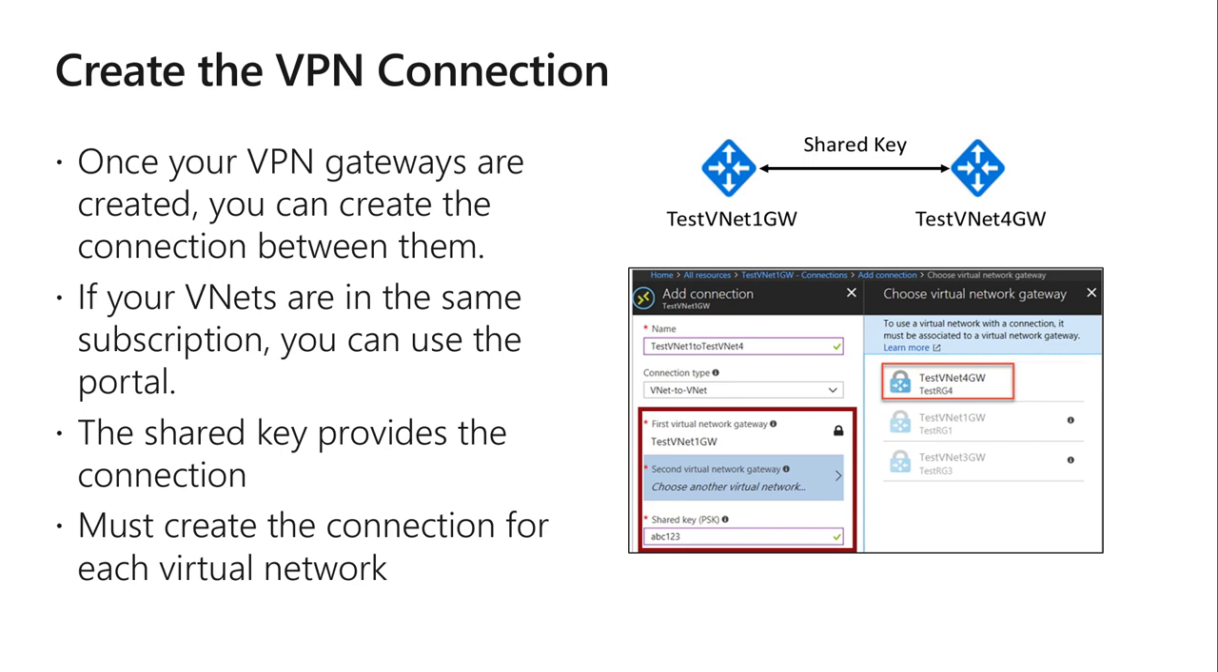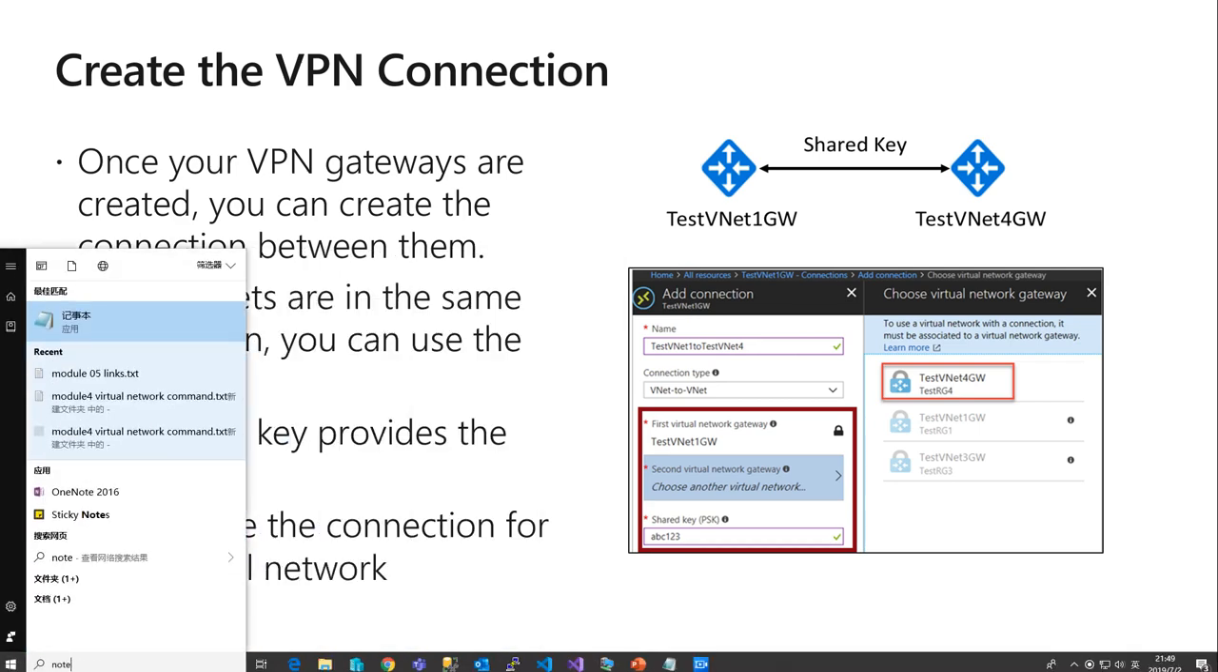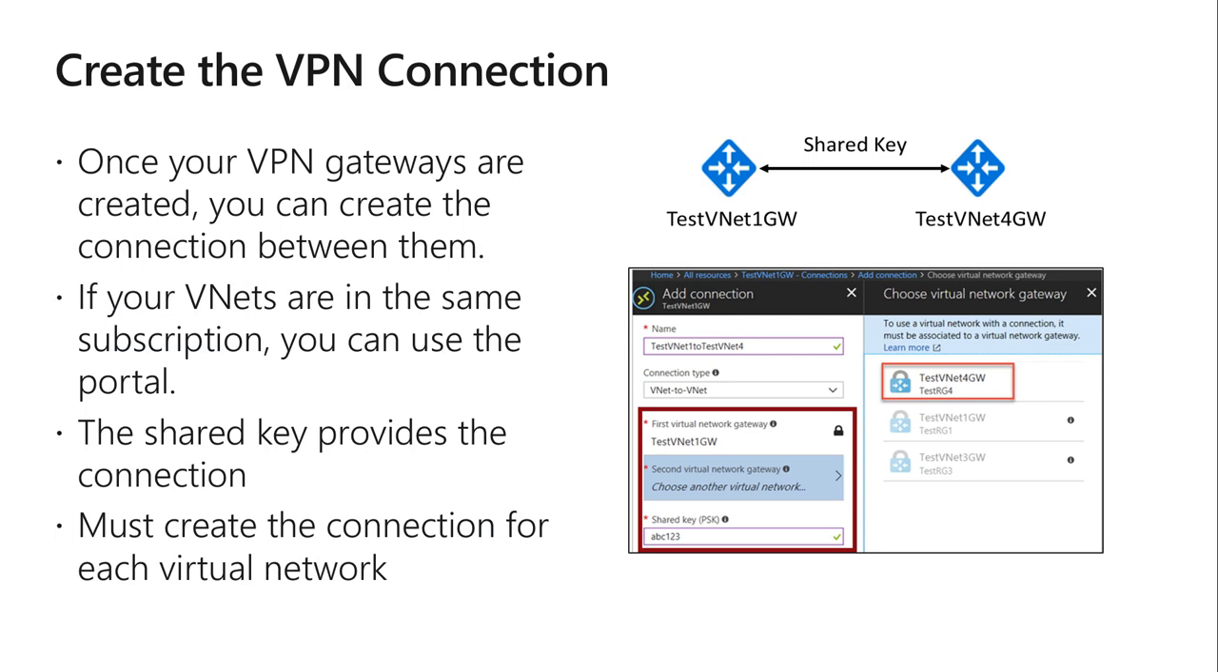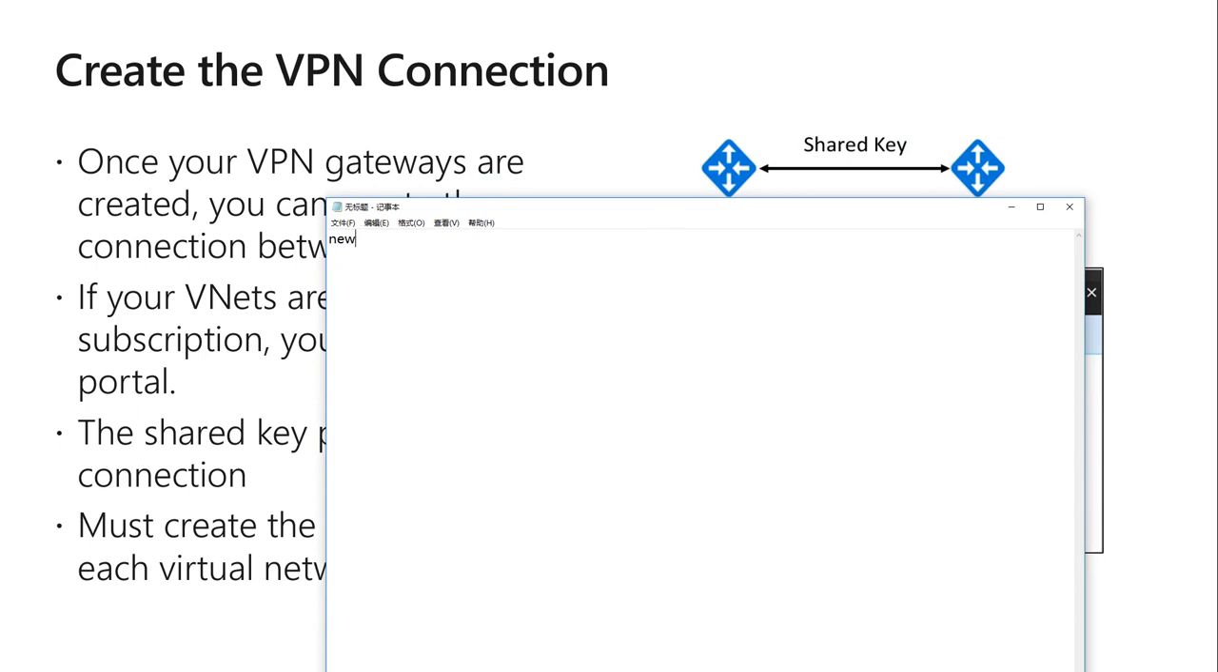Right, so the concept is similar here, except that rather than connecting to a VPN device, you are connecting to another virtual network gateway. If your virtual networks are in different subscriptions, you must use PowerShell to make this connection. You can use, I think the command is, let me just type here. It's New-AzVirtualNetworkGatewayConnection. I remember this because it's very easy to remember, right? This command can also be used for site-to-site connections as well.